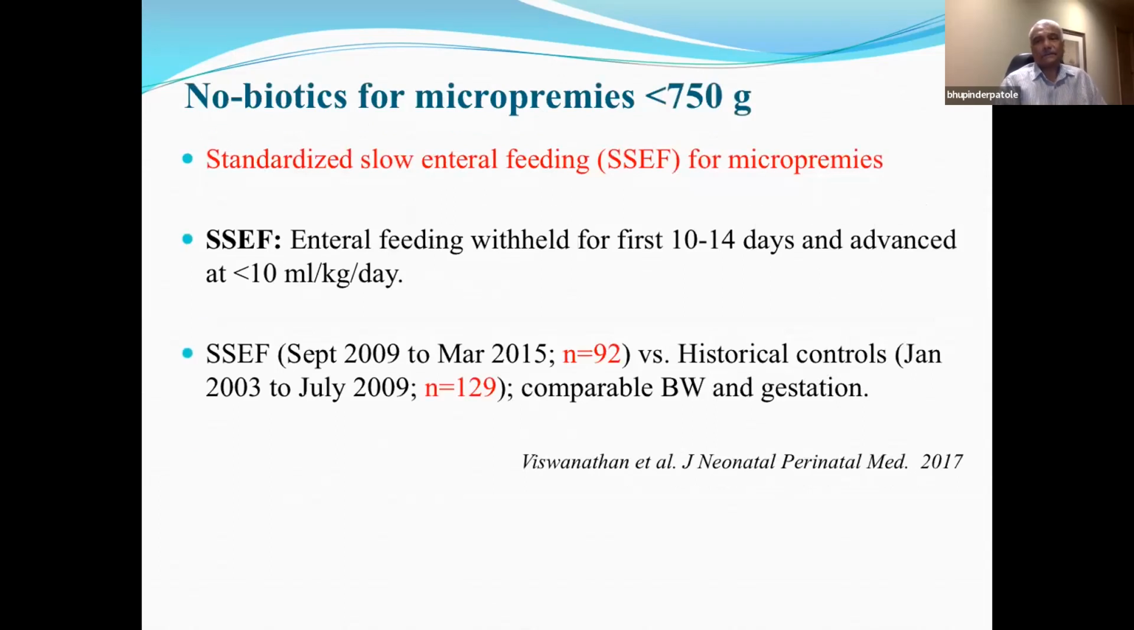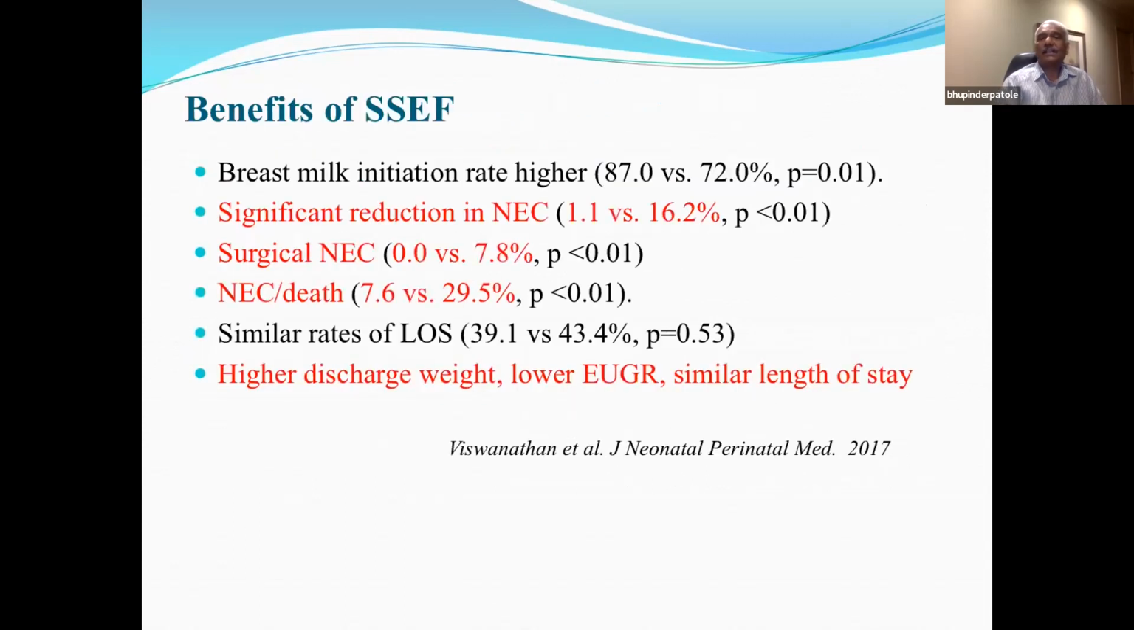If you get fed up with all the biotics, this is one of the ways that you could go out of desperation. This is from the US itself, 2017. They were fed up with a very high risk of NEC in their babies less than a kilo. So they went for a standardized, extremely slow feeding protocol, nothing for the first 10 to 12 days, and increased feeds at less than 10 ml per kilo per day. And they managed to reduce the risk of NEC from 16.2% to 1.1%. Surgical NEC, zero. NEC or death, you could see nearly 30% cut down to 7.6%.